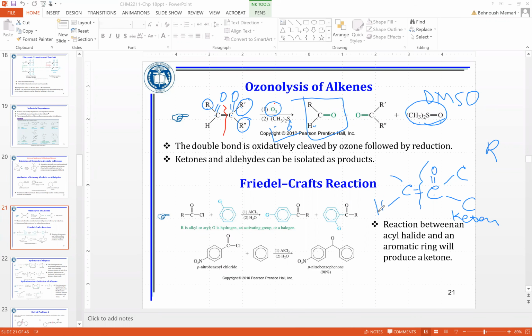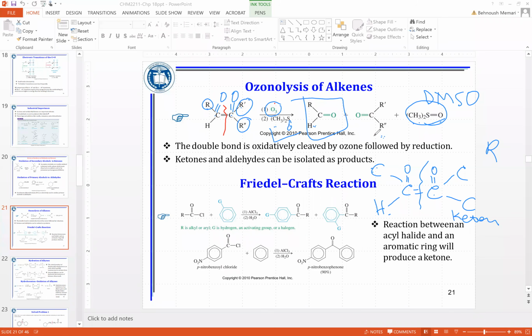Okay? If one of them is hydrogen, the other one is carbon, you would get aldehyde. If both of them are hydrogen, then you would get formaldehyde. And formaldehyde can be oxidized to CO2 if you have a strong oxidizing agent, like hot permanganate, or in ozonolysis, it can oxidize further to carbon dioxide.